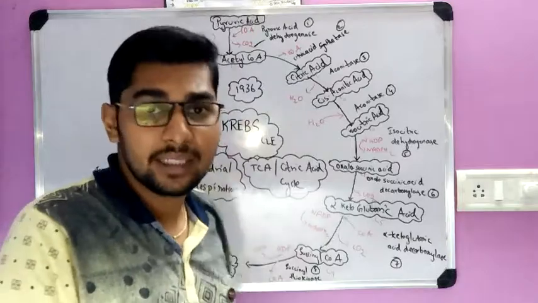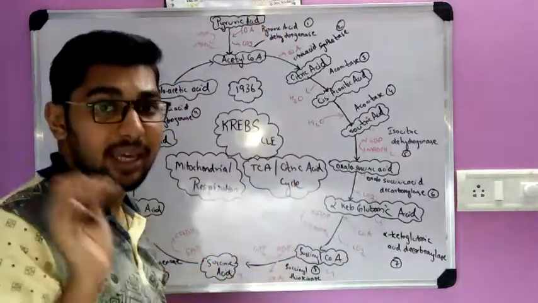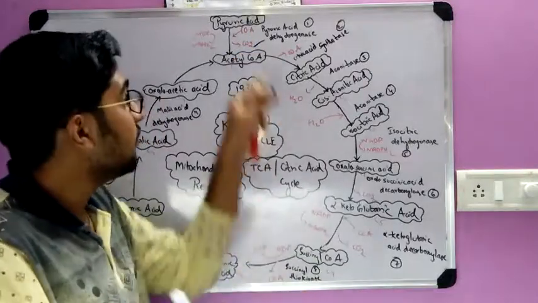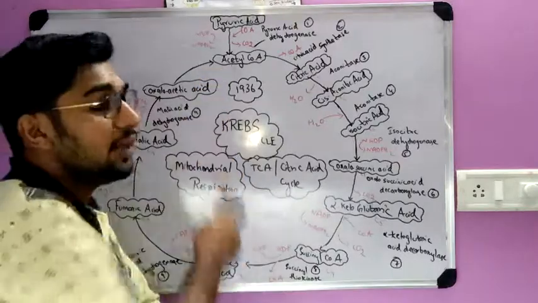From where does this carbon dioxide come? So it comes from this path only. And it takes in coenzyme A. So this pyruvic acid, in presence of coenzyme A and enzyme pyruvic acid dehydrogenase, it gives rise to acetyl coenzyme A.